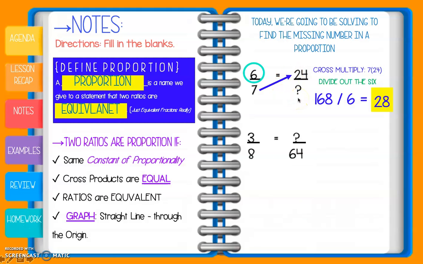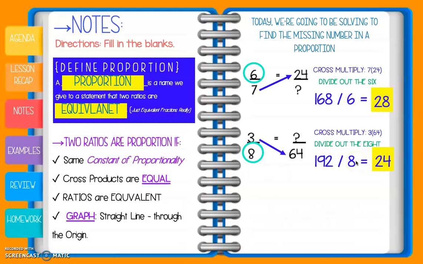Now we're going to do the exact same thing, except you'll notice that your question mark is in a different place this time. We have 3/8 is equal to what over 64. So when we cross multiply this time, we're going to cross multiply the 3 times 64. Then we're going to divide out our remaining number, in this case, which is 8. So 3 times 64 gives us 192. We divide out our remaining number of 8, and we get that our final answer is 24. So 3 over 8 is equal to 24 over 64.